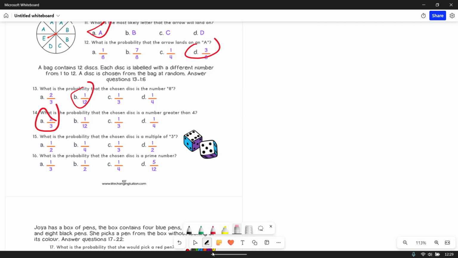What's the probability of the chosen disc being a multiple of 3? So we've got 3, 6, 9, and 12. There are four of these, so it's 4 out of 12, which simplifies to 1 out of 3. So 15 is C.